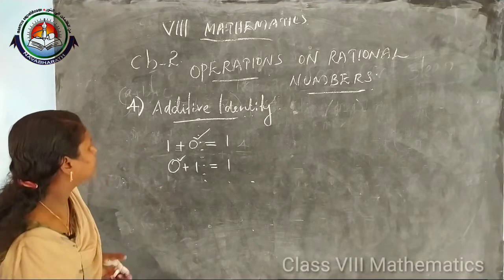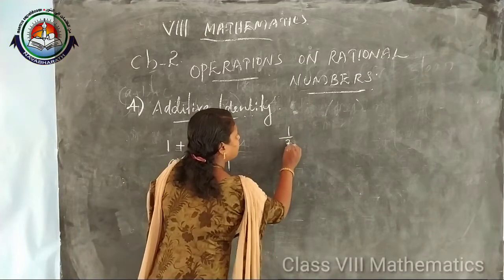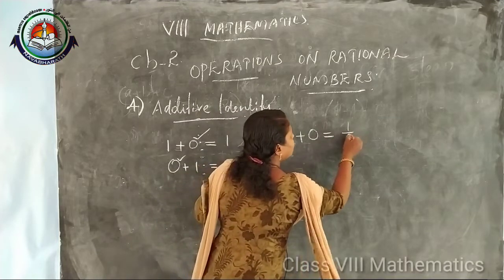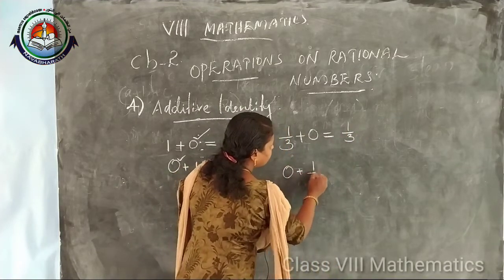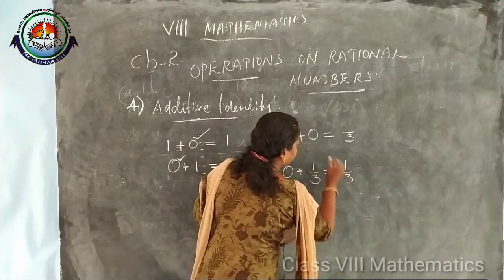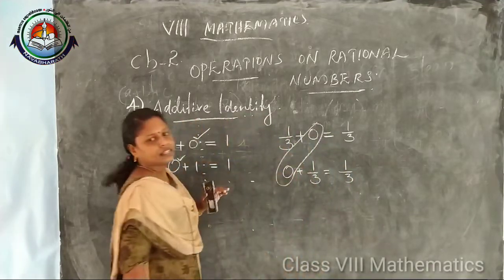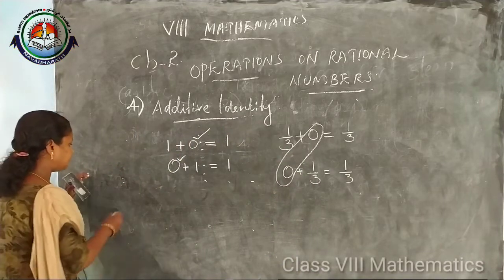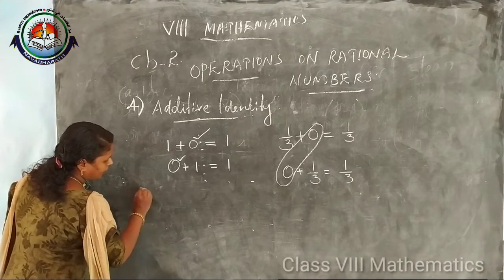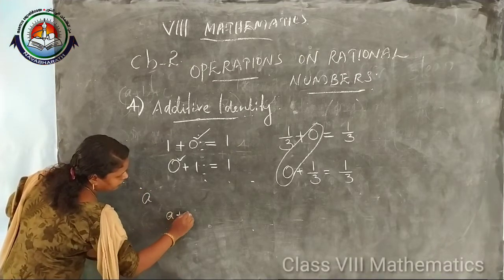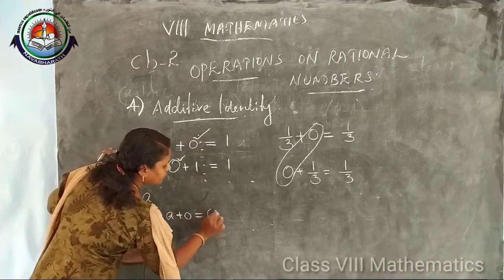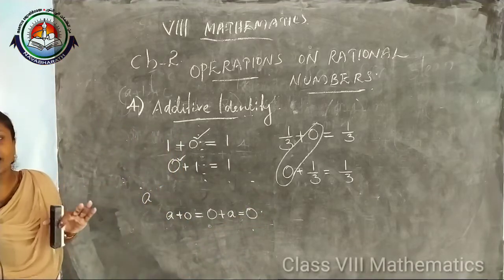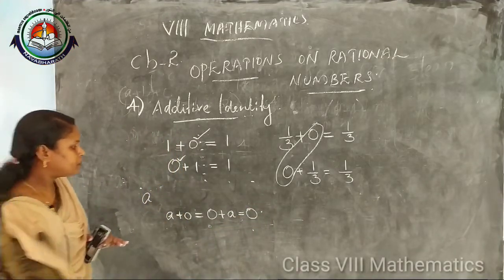In the same way, if you add 0 to any rational number, 1/3 plus 0 is 1/3 and 0 plus 1/3 is also 1/3. So we can say that 0 is the additive identity of rational numbers also. That is, for any rational number A, A plus 0 is equal to 0 plus A, which equals A. So which is the additive identity of rational numbers? 0.